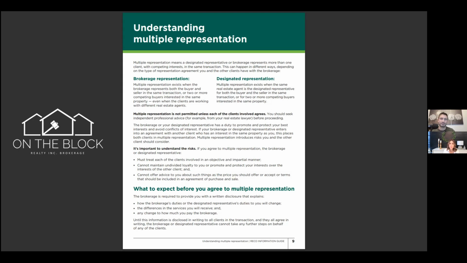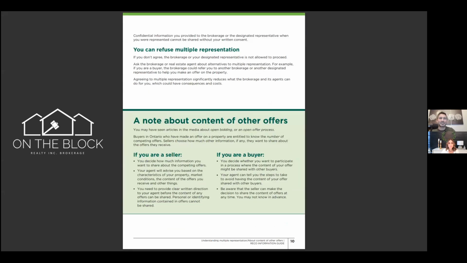Your representative must explain how their responsibilities will change under multiple representation, including changes to service and potentially changes to compensation owing. No further steps can be taken until details are communicated to all parties to the transaction and all clients have agreed whether or not multiple representation is to proceed. You have the right to withhold consent to multiple representation, and a brokerage or designated representative should have alternative options if you do not consent.